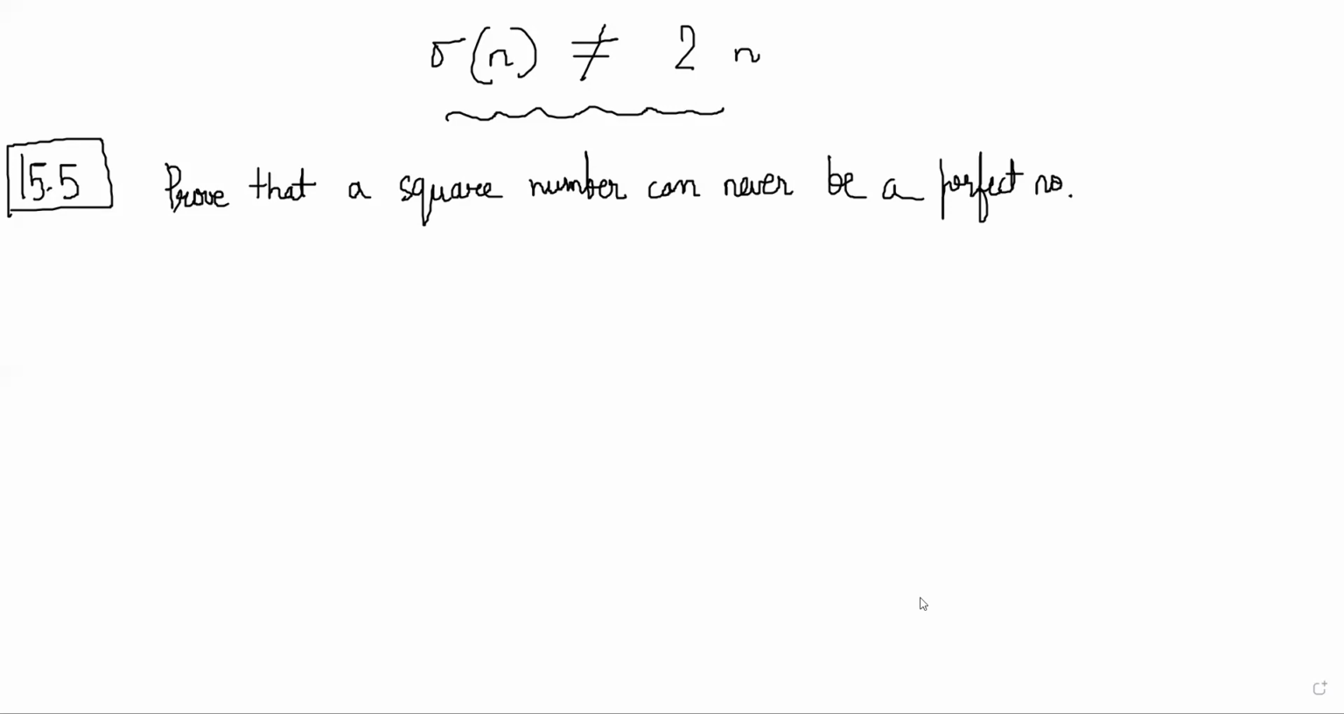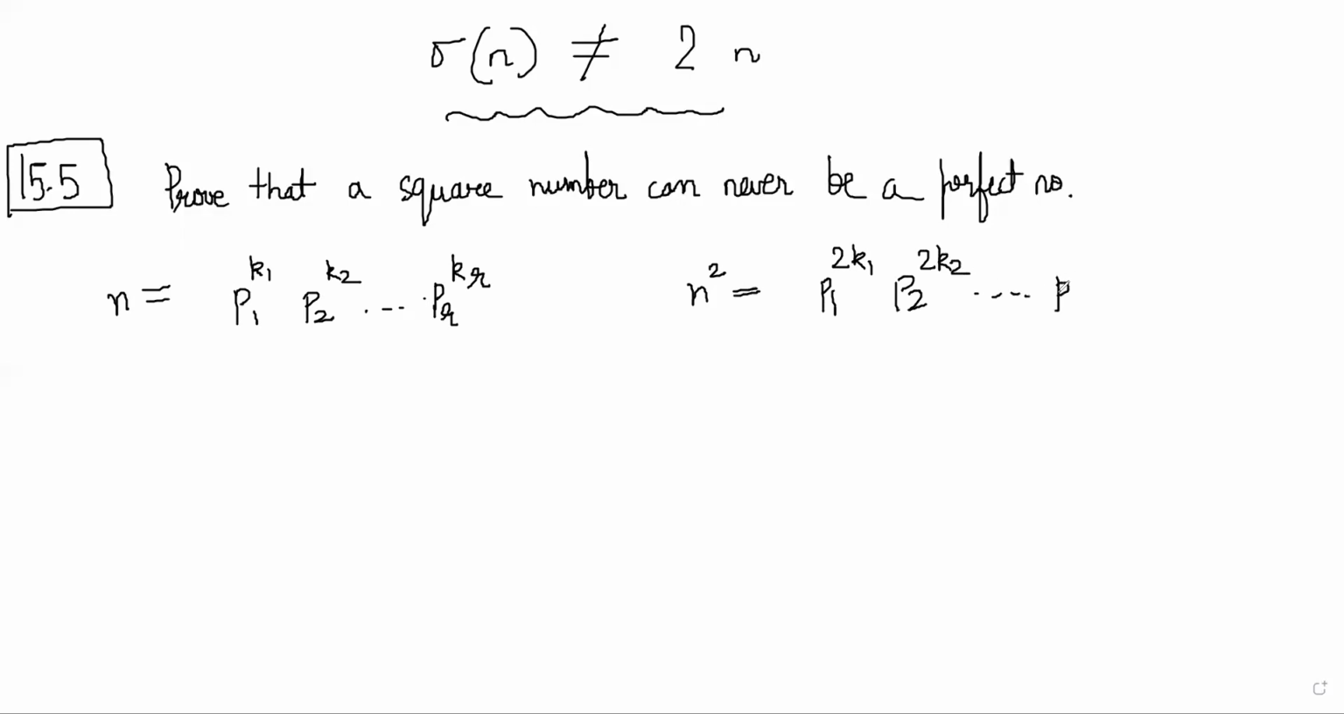So the idea would be, let's look at n, and n will have some prime factorization, right? So let's say n is p1 to the power k1, p2 to the power k2 till pr to the power kr, right? So n square becomes p1 to the power 2k1, p2 to the power 2k2, and so on, pr to the power 2kr, right? Now we have to prove something for n square.